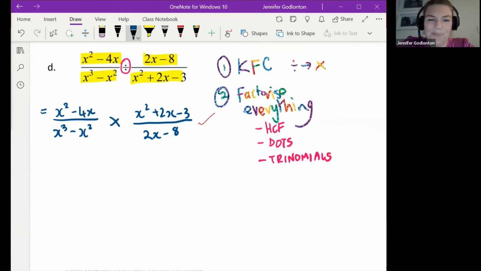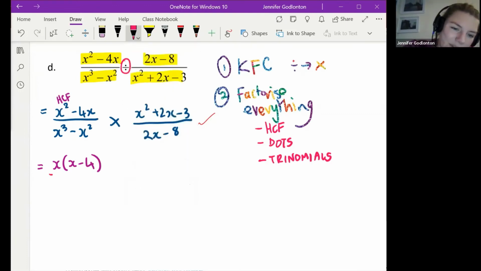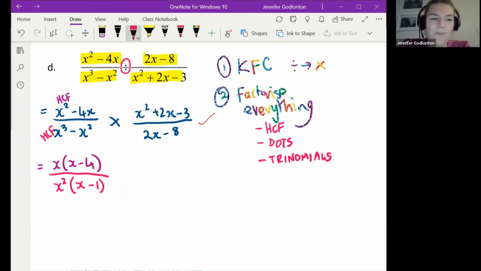Next step. And then, ma'am, for the first fraction, we're going to start off by taking out a highest common factor. Beautiful. So what would I be left with inside that bracket? X minus 4. Nice. Okay. Good. Over. What am I going to do at the bottom? Take out another highest common factor. Good. Which is x squared. Good. Then we're left with x minus 1. Good. And you did not fall for the trap. You wrote your -1. That's beautiful. Okay. Times.